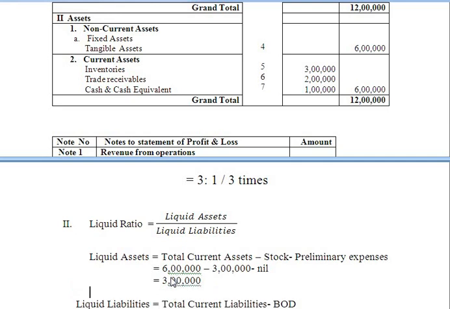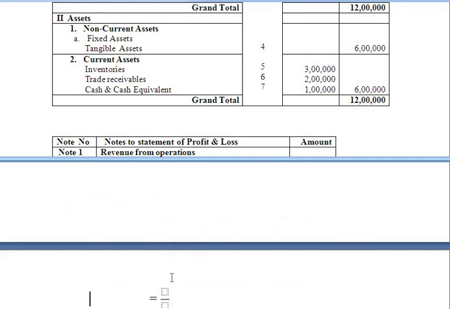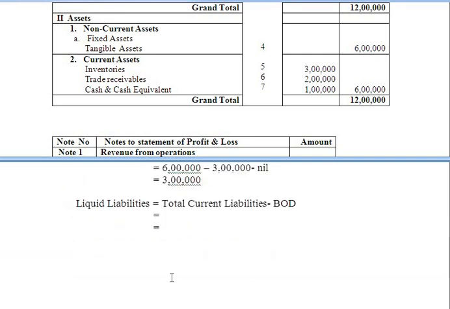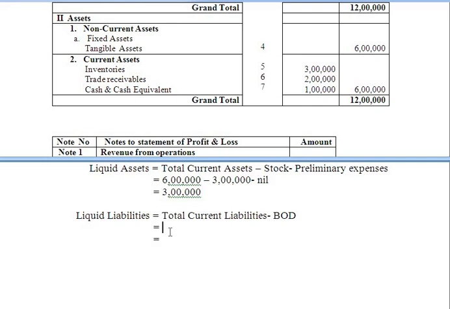Next one, liquid liabilities. What is the formula, like how liquid liabilities will be calculated? Liquid liabilities is equal to total current liabilities minus bank overdraft. What is the amount of total current liabilities? It is 2 lakh. Here you can check in the problem as well.